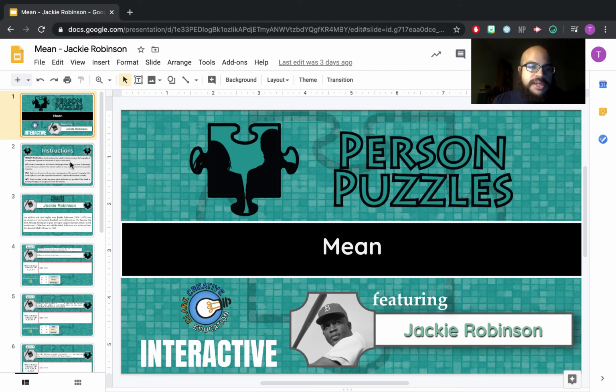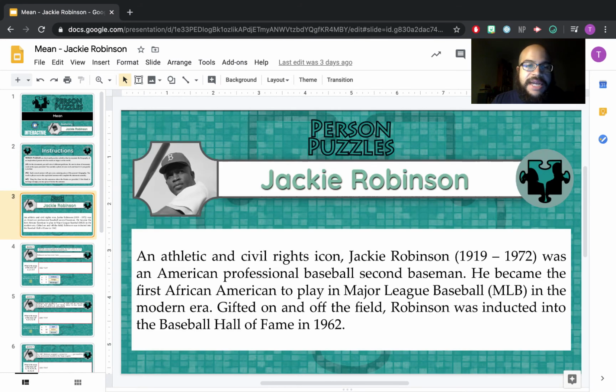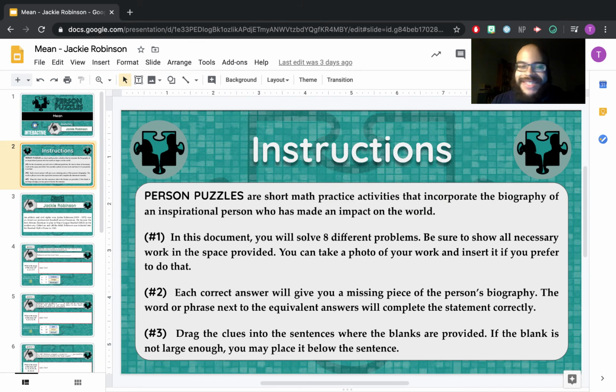So the instructions here are on the second slide as I go past to the third slide. But the directions here are very straightforward. You're going to solve 8 different problems. You're going to show work in the space provided. That is important. And then each correct answer will give you a missing piece of the person's biography, okay? And then you're going to drag the clues into the sentences where the blanks are provided. If the blank is not large enough, you may place it below the sentence.